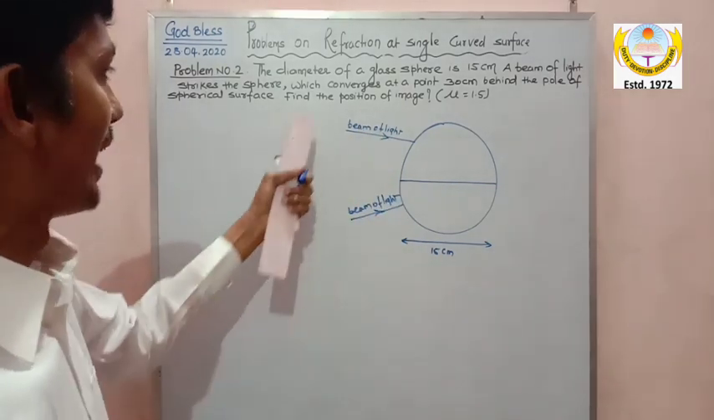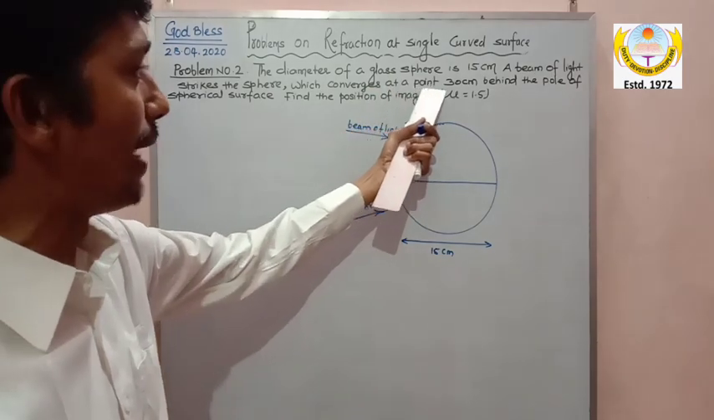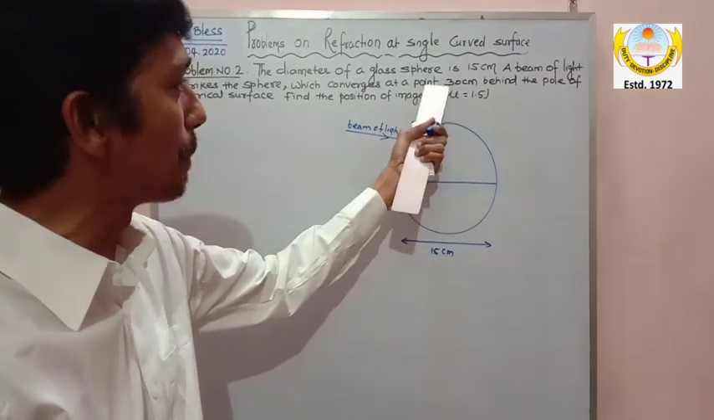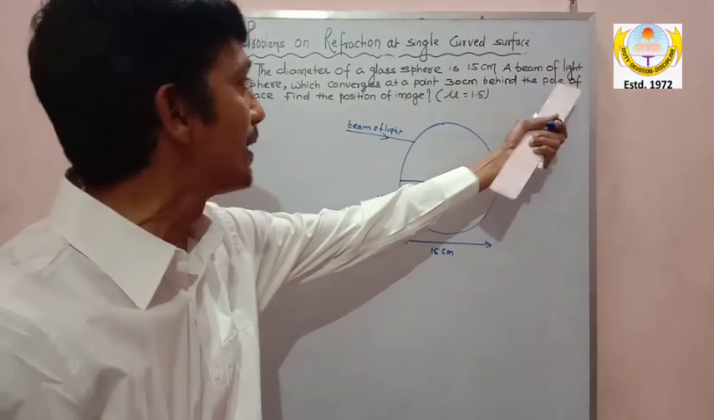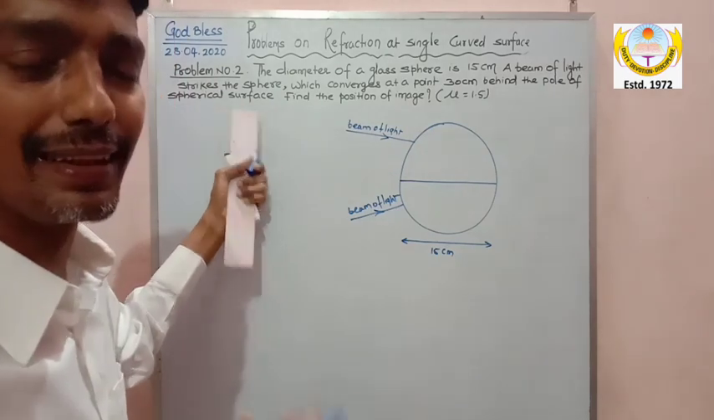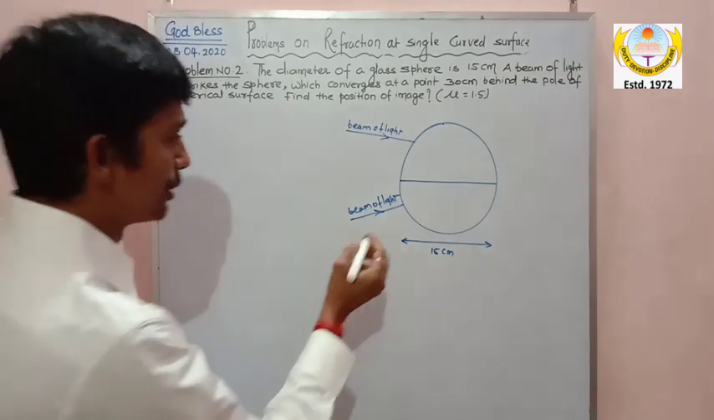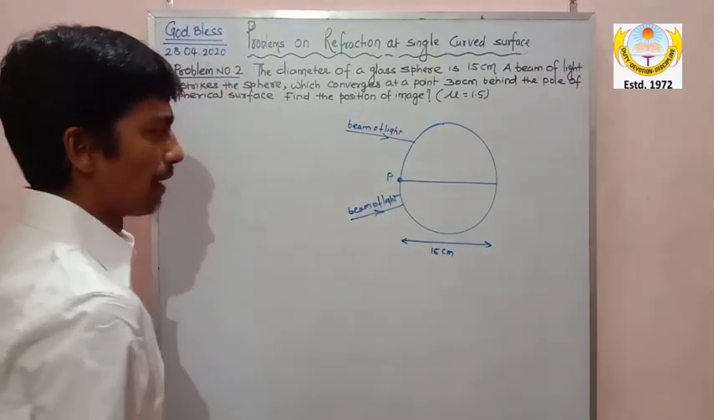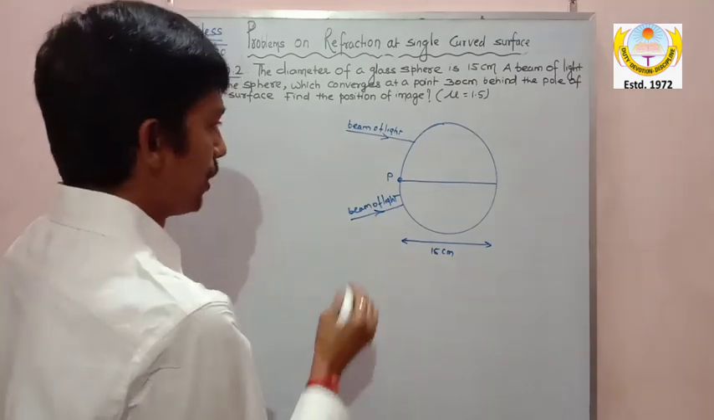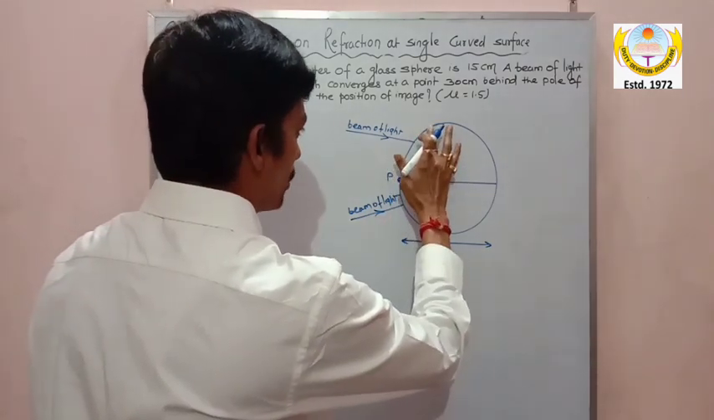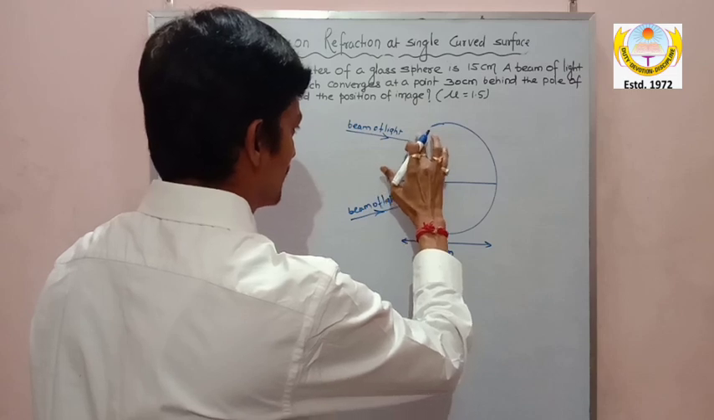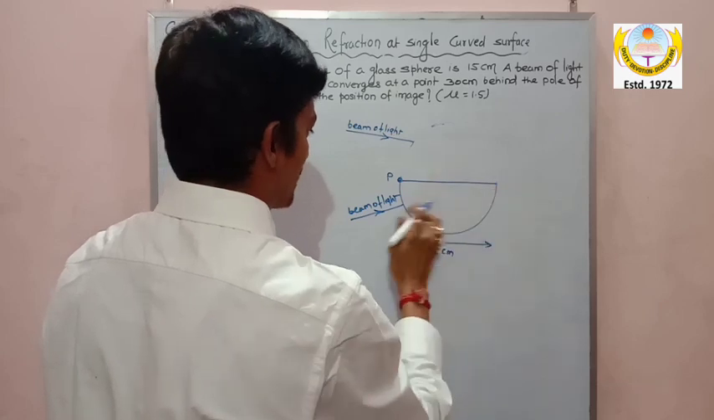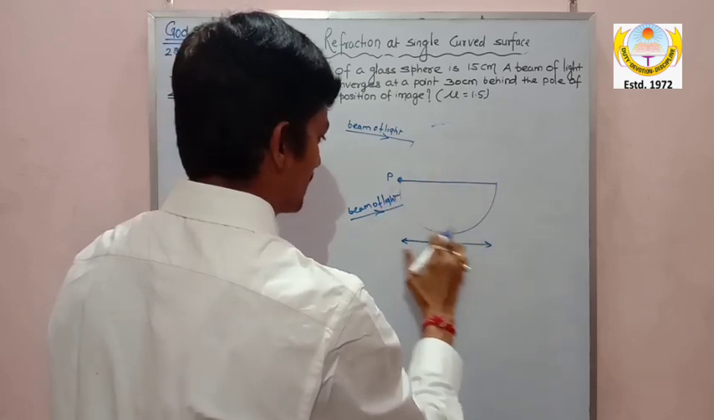Now my dear, here they said which converge at a point 30 centimeter. In the question it is given: it converges at a point 30 centimeter behind the pole of the spherical surface. So my dear, assume that here I have taken the pole. Here I have taken the pole of the spherical surface. Okay. So assume that there is no glass surface here, and here, then I will draw. This is my imagination. Suppose there is no glass surface.